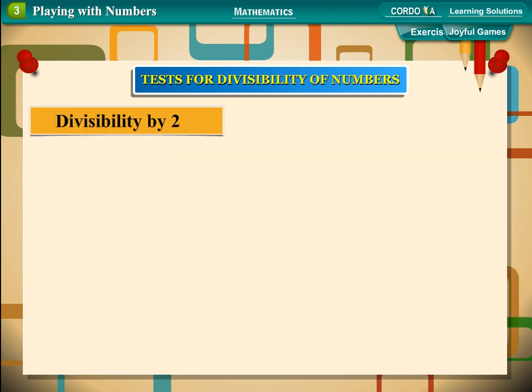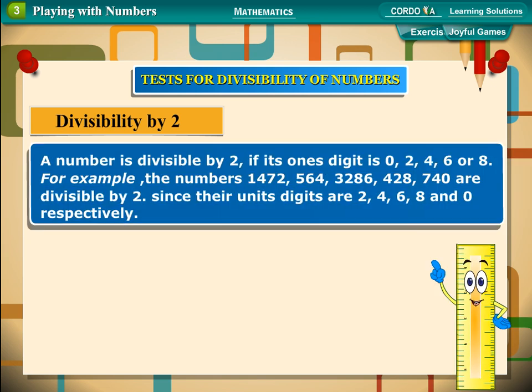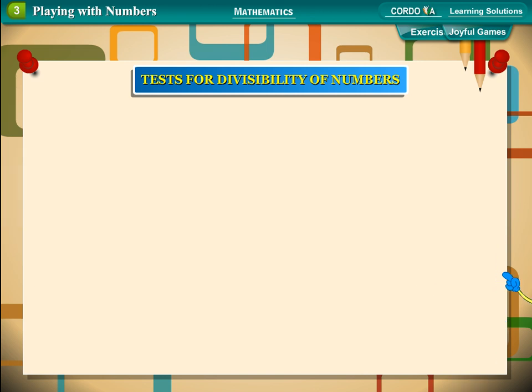Divisibility by 2. A number is divisible by 2 if its ones digit is 0, 2, 4, 6, or 8. For example, the numbers 1472, 564, 3286, 428, 740 are divisible by 2 since their units digits are 2, 4, 6, 8 and 0 respectively.